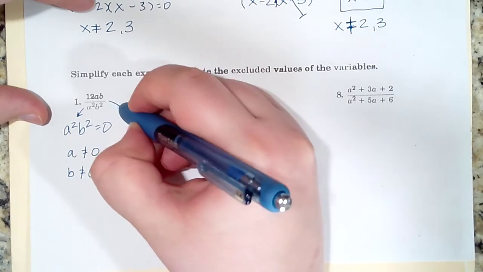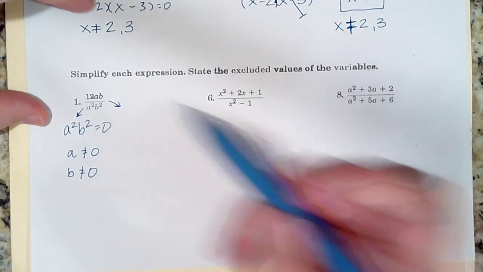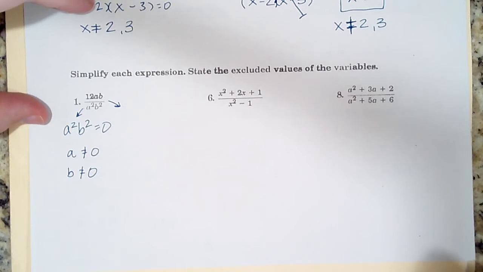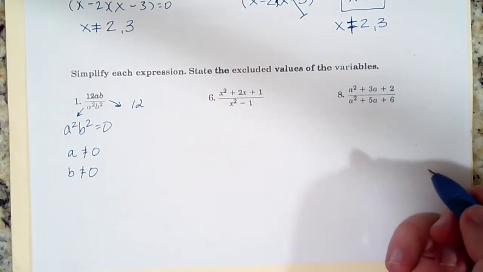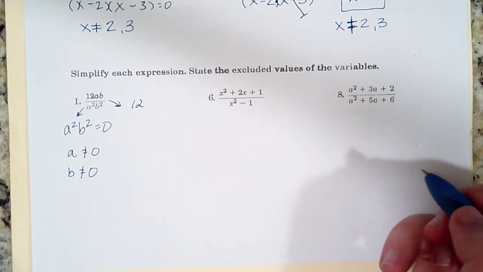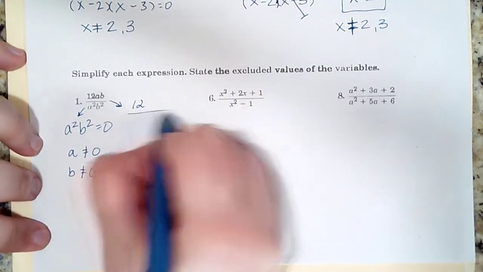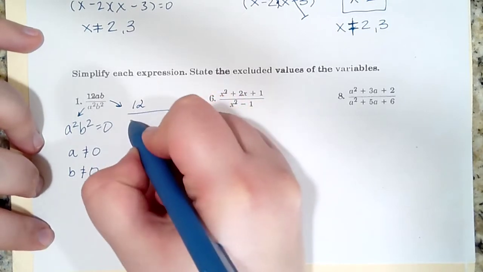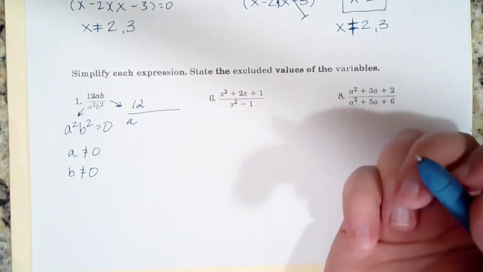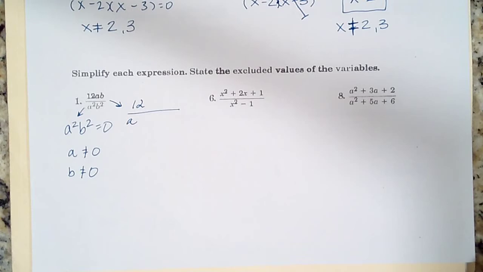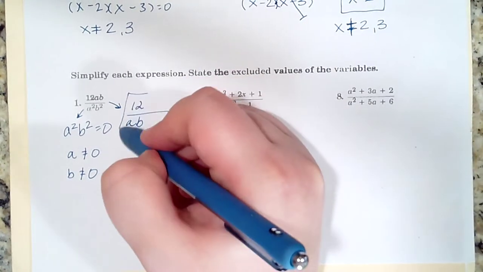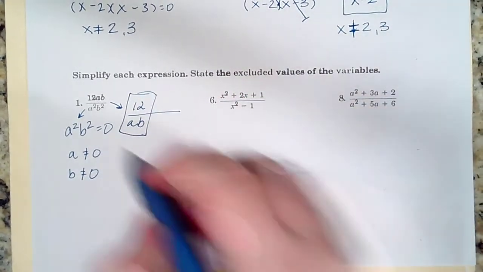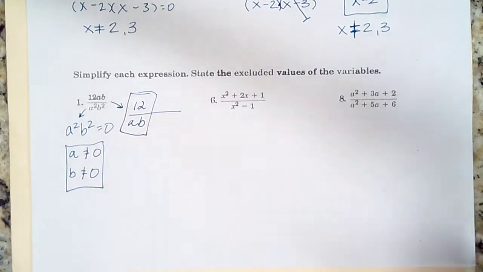Now, let's simplify. I can't simplify that 12, so I'm going to leave it on top. But I've got 1a on top and I've got a squared on bottom. When I subtract their exponents, I'm left with a single a on the bottom. I've got a b on top and b squared on bottom. When I simplify, I'm left with b on bottom. I cannot simplify anymore, so that's my final answer, including my excluded values.